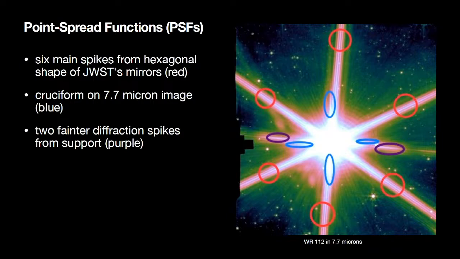And on the 7.7 micron filter specifically, we get this extra artifact, the cruciform, which is highlighted in blue. And on each image, we get a fainter effect just from a support beam that's on the actual instrument, just this little diffraction spike here.